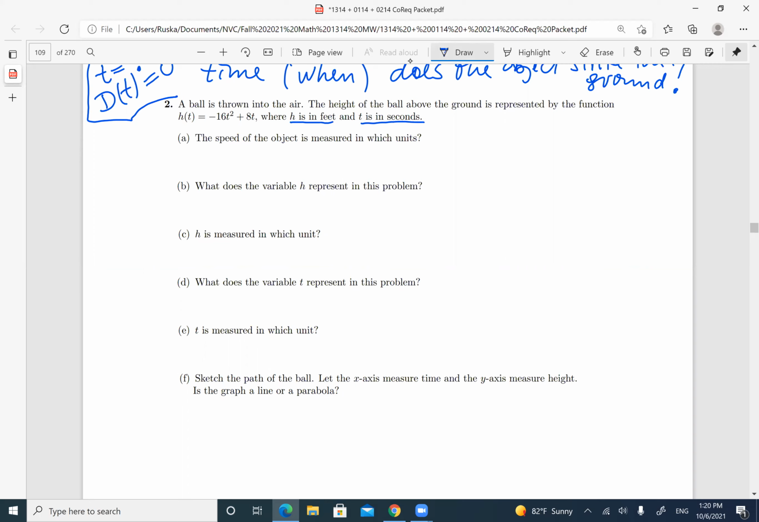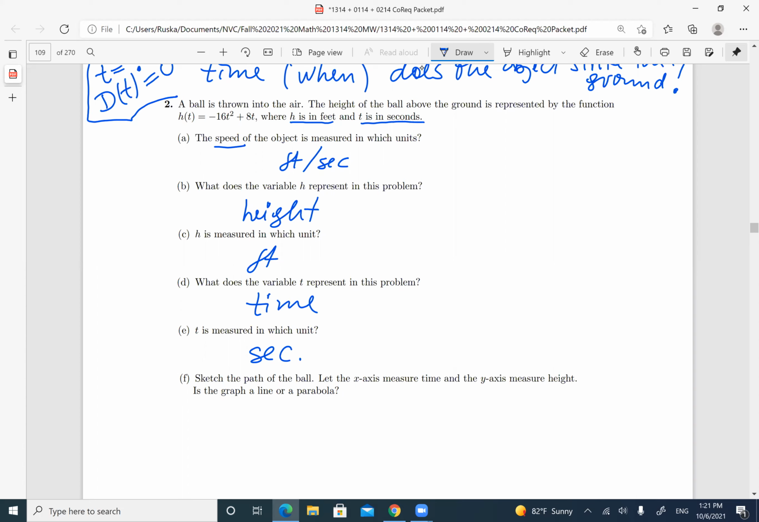The speed of the object, how do you measure the speed? Feet per second. Good job. Now, what does the variable h represent? Height, that's right. H is measured in feet, right? What does t represent? The time. Good job. And what is the unit they're using for the time? Seconds. Good job.